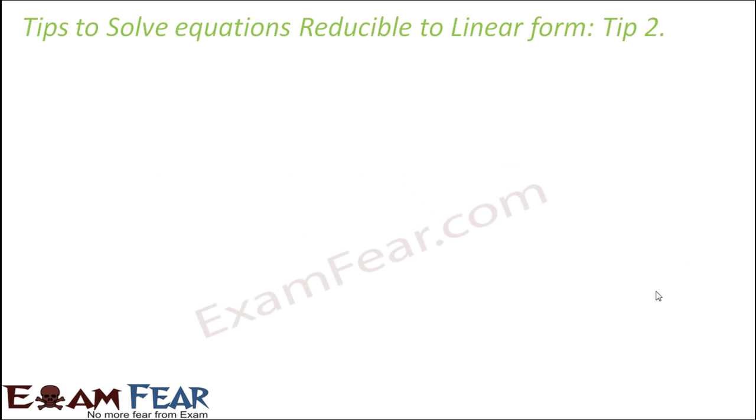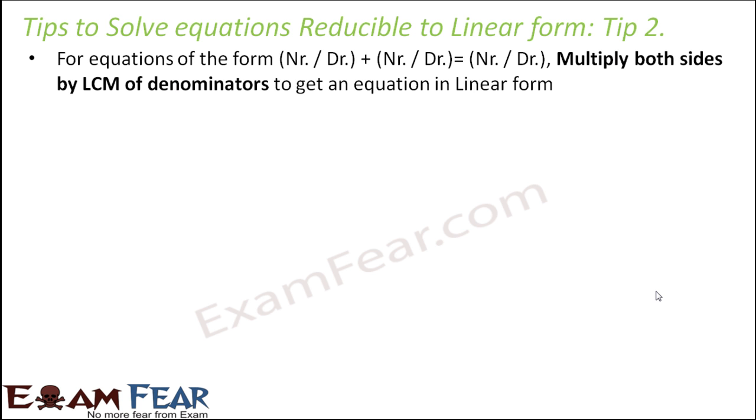That we will see in our next tip, that is tip number 2. Whenever you have equations in the form of numerator by denominator plus numerator by denominator is equal to numerator by denominator, in that case, what we do, we multiply both sides by the LCM of denominators to get an equation in linear form.